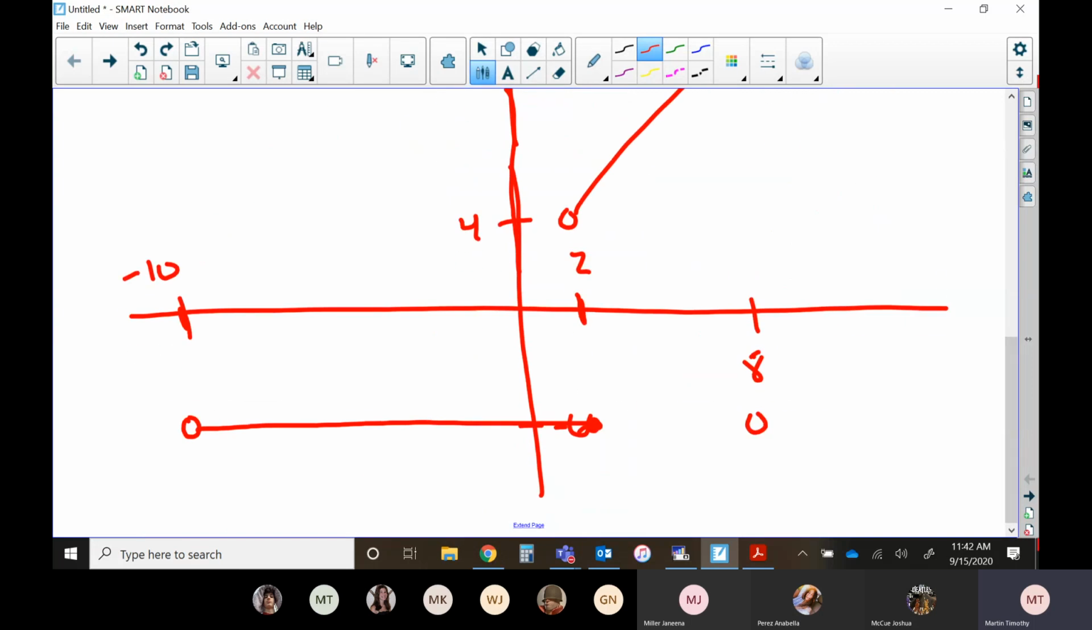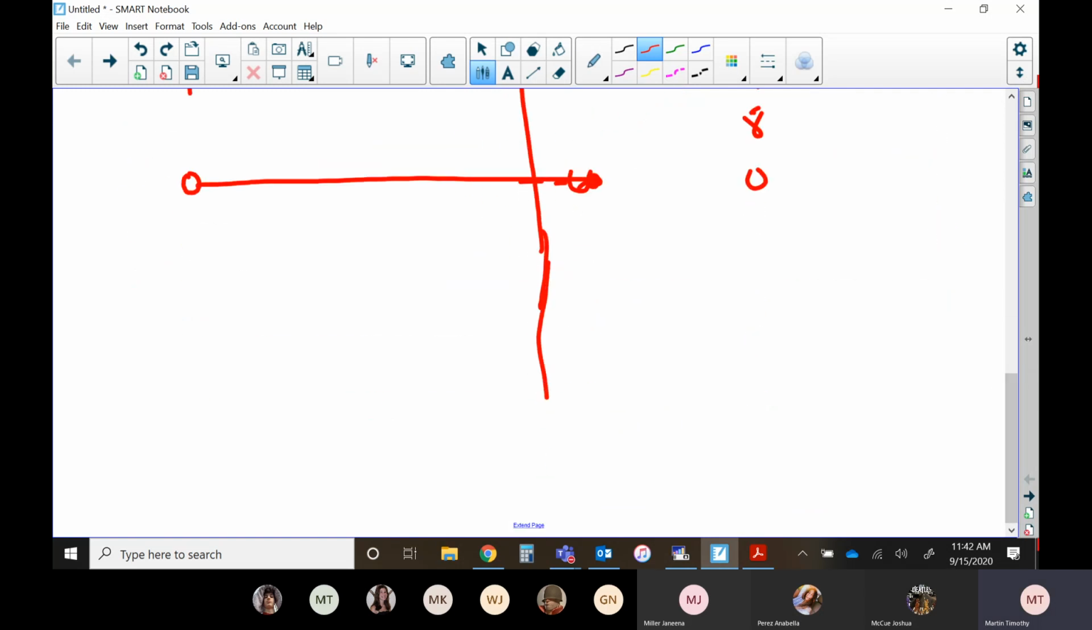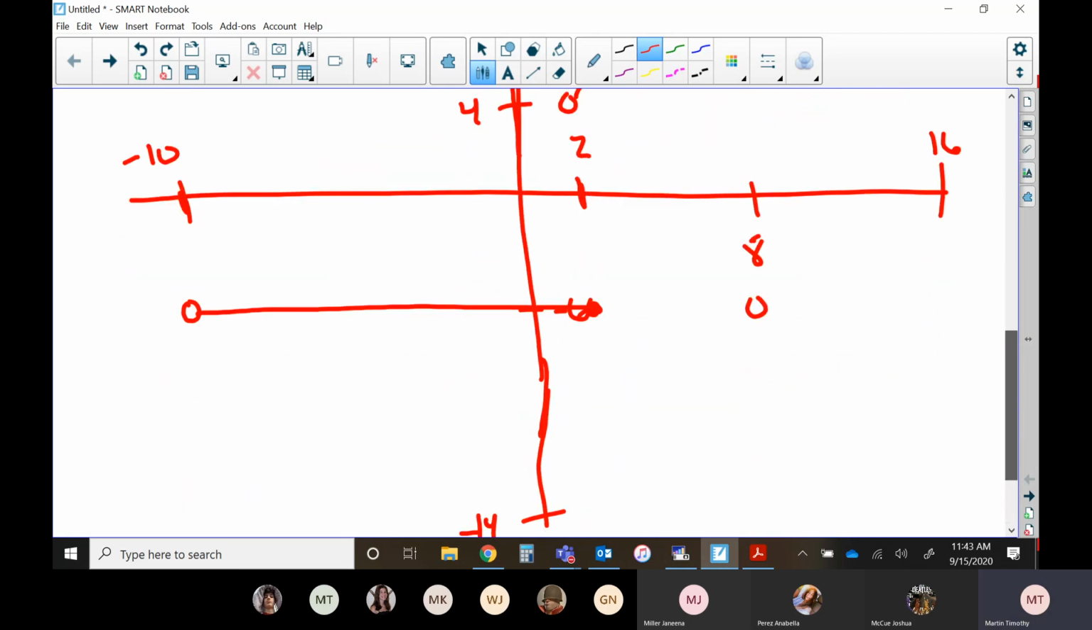Open circle, 16, -14. This was a closed circle. I lied. This is an open circle.